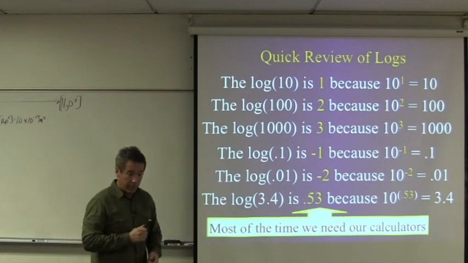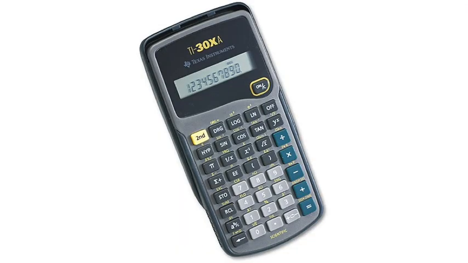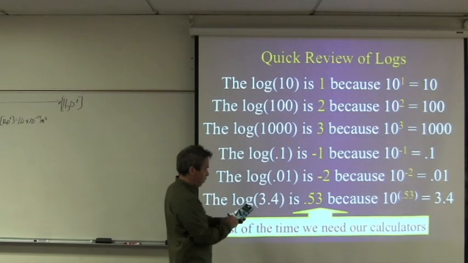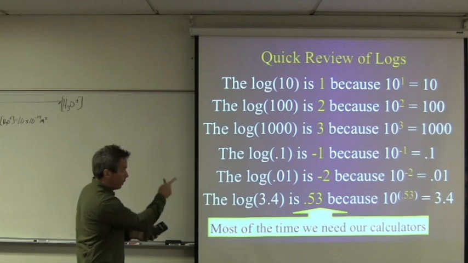Now, I'd like you guys to start using your calculators, so let's try to do this and make sure we can get this number. If you have this type of calculator, you are going to press 3.4 and then log. So 3.4 and then log, and you get this value.